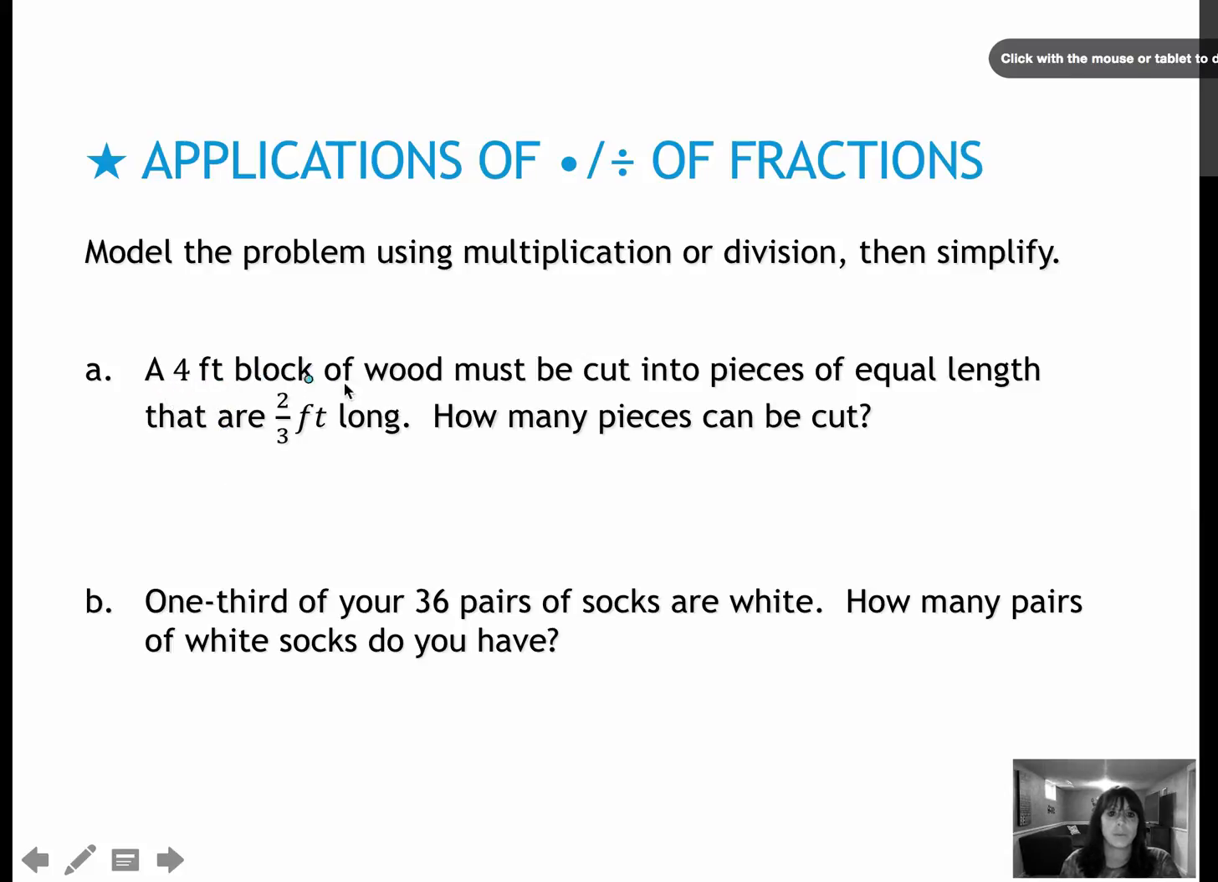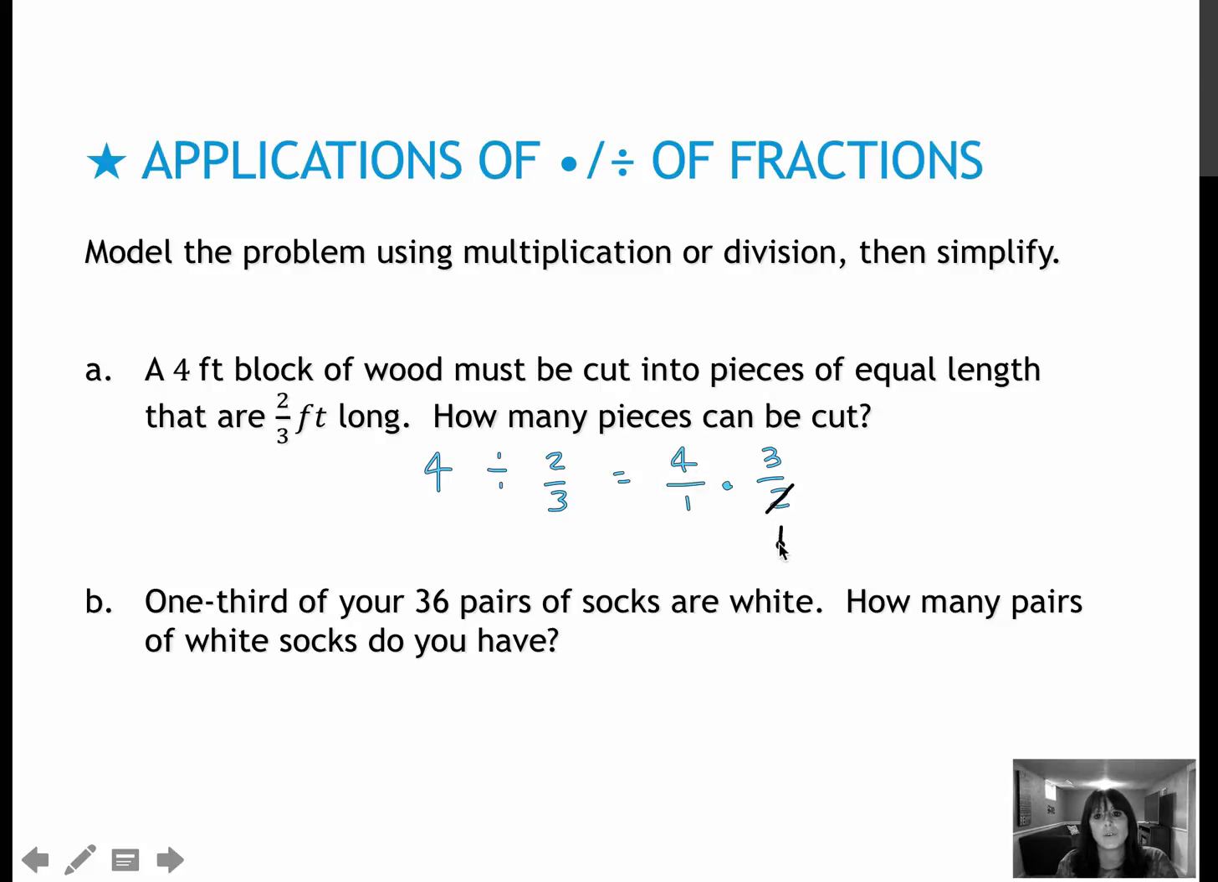The first one, I have a 4-foot block of wood that must be cut into pieces of equal length that are 2/3 of a foot long. So I have 4 feet divided by 2/3. And I want to know how many pieces can be cut. Of course, I'm going to change this into 4 over 1 times 3 over 2, so I'm changing division to multiplication and finding the reciprocal. I'm then going to do some reduction first, so 2 goes into 2 once and into 4 twice. 2 times 3 is 6, and so 6 pieces can be cut. 6 pieces over 1, which is 6.